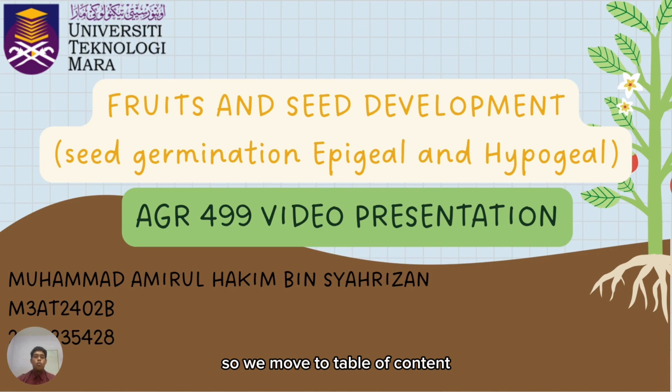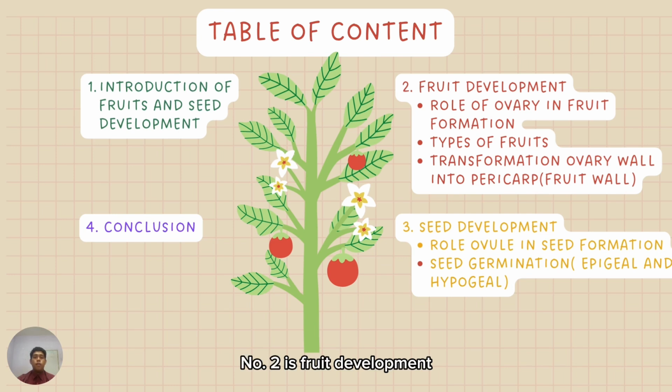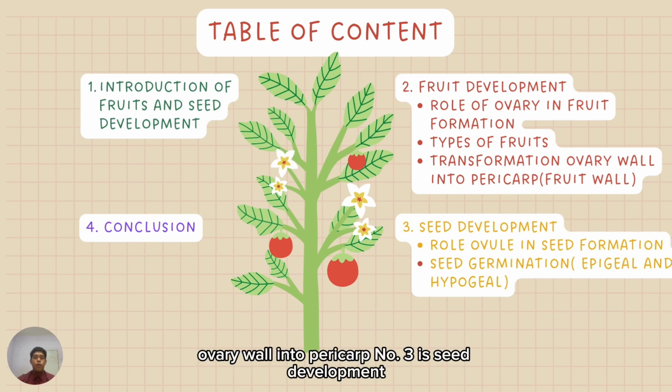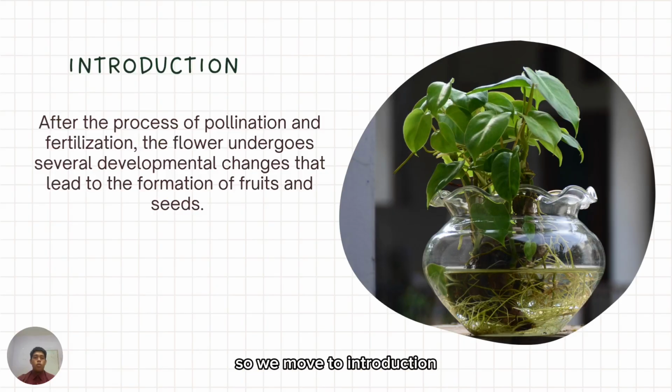So we move to the table of content. Number one is introduction of fruit and seed development. Number two is fruit development, role of ovary in fruit formation, types of fruits, transformation of ovary wall into pericarp. Number three is seed development, role of ovule in seed formation, seed germination, epigeal and hypogeal, and the last one is conclusion.